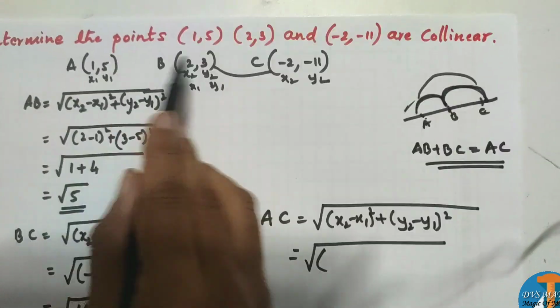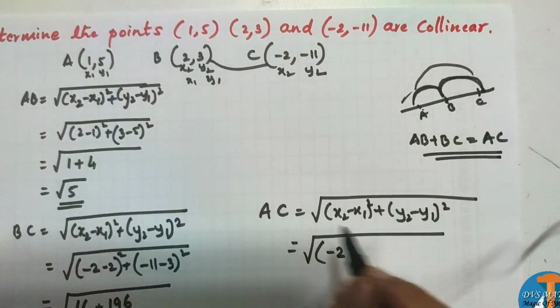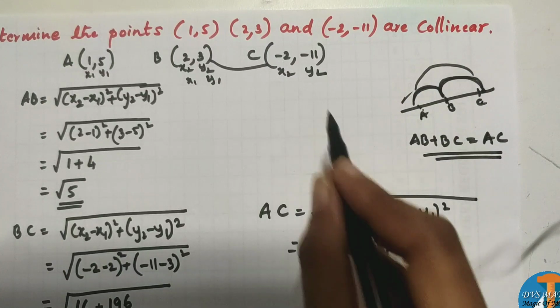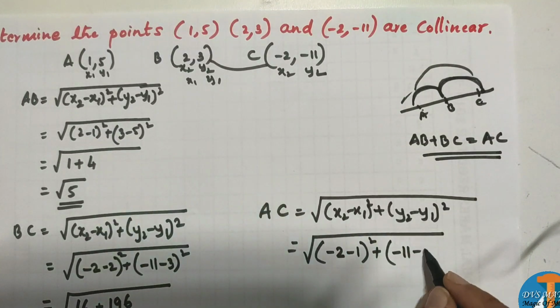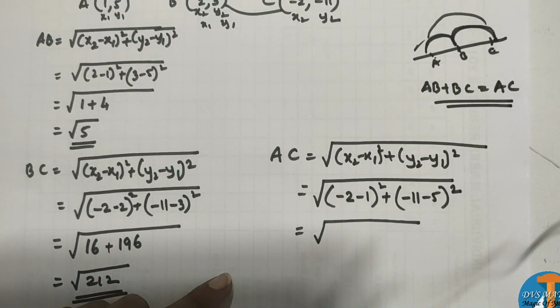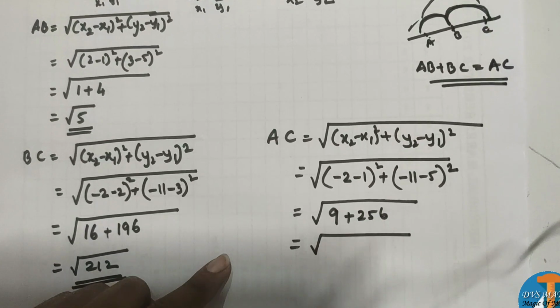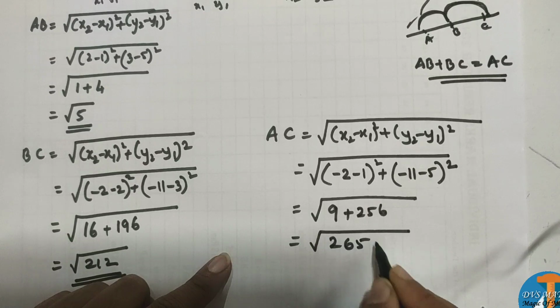Now what is x2? So now I am considering it as AC, right? So this will be x2 now, that means minus 2. Here 1. So it is minus 1 whole square. Then y2 it is minus 11, it is minus 5 whole square. Okay, now let us simplify this. Minus 2 minus 1 it is minus 3. Minus 3 whole square it is 9. Okay, plus minus 11 minus 5, it is minus 16. Minus 16 whole square means 16 into 16 it is 256. So 9 plus 256, you are getting 265.